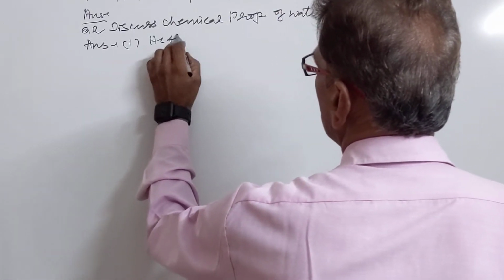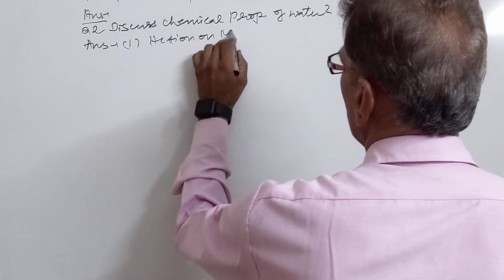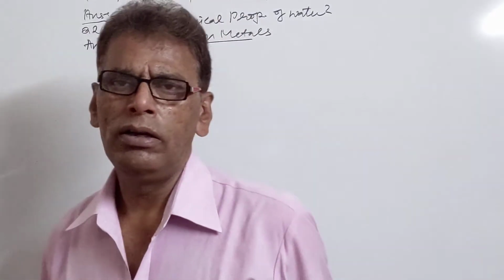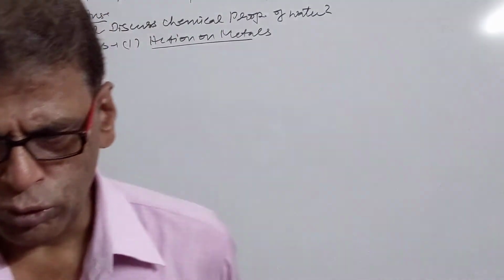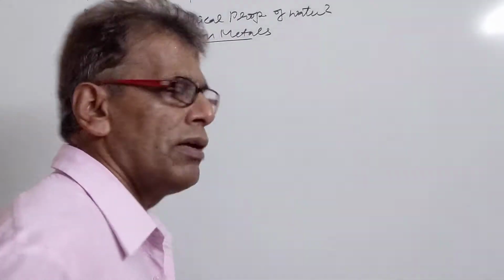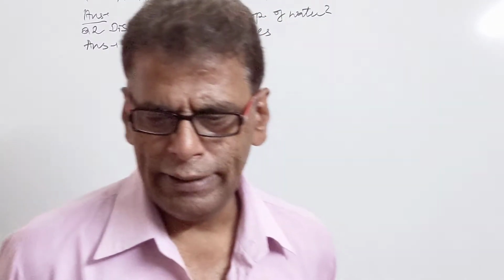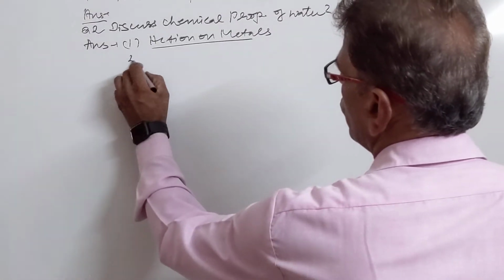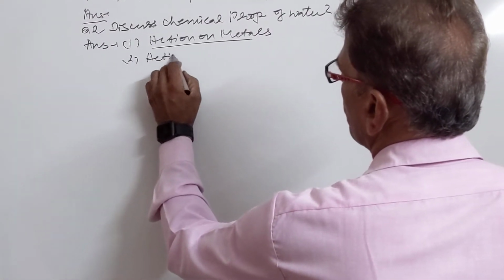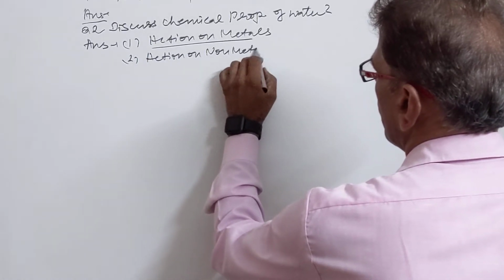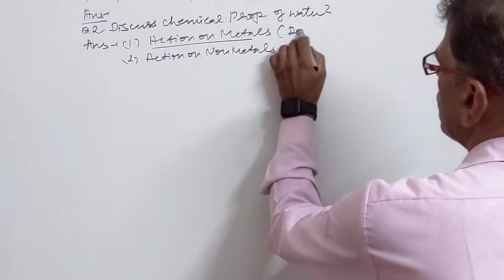Action on metals. We have just seen the action of metals on water, where hydrogen gas is produced. Action on non-metals. It combines with non-metals like nitrogen and produces their compounds. This is done in the preparation of hydrogen.